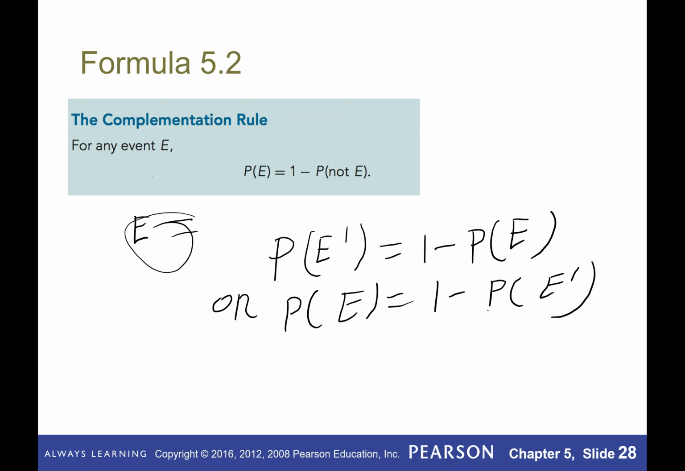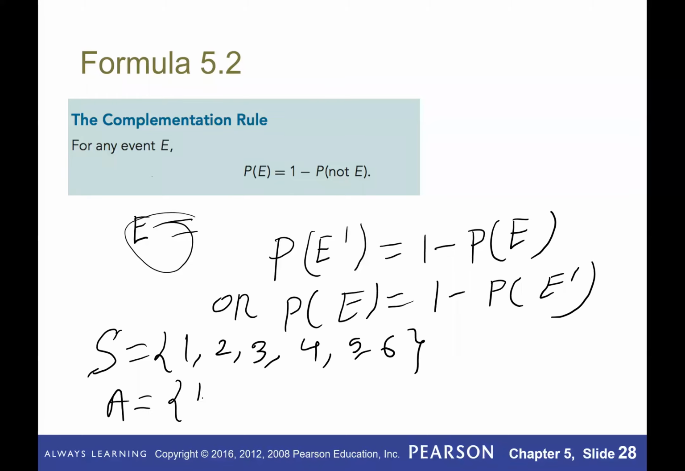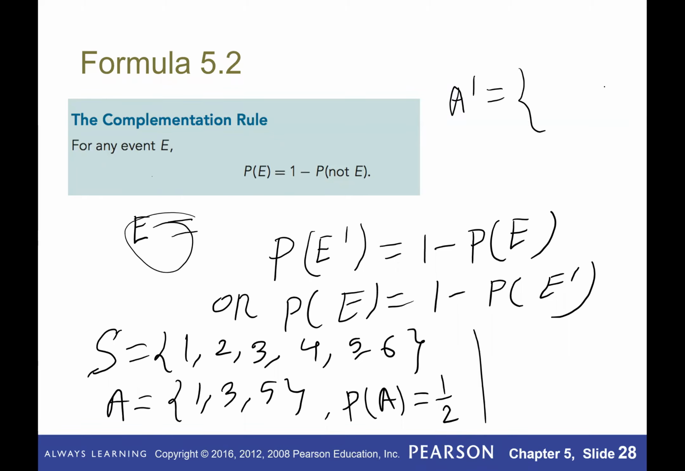So how does it work? Let's consider the same sample space: 1, 2, 3, 4, 5, 6. Let's consider the event A as 3, 5. What was the probability of A? In the previous example, it was 1/2, right? So what is the complement of A here? What are the elements in A prime? Anyone?